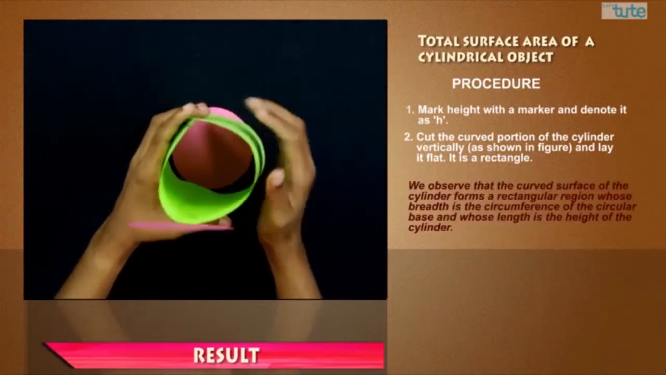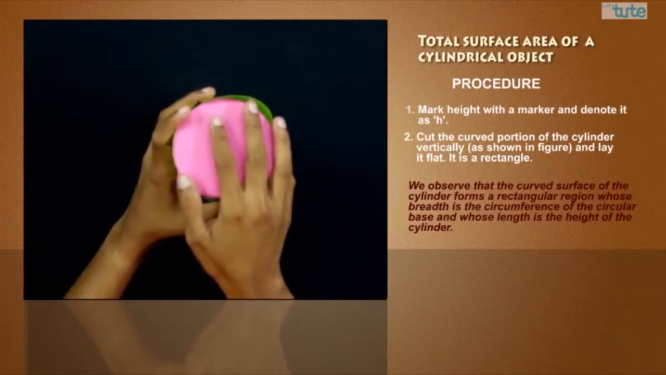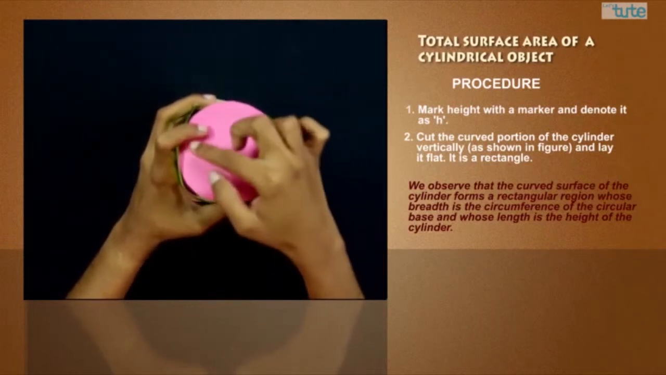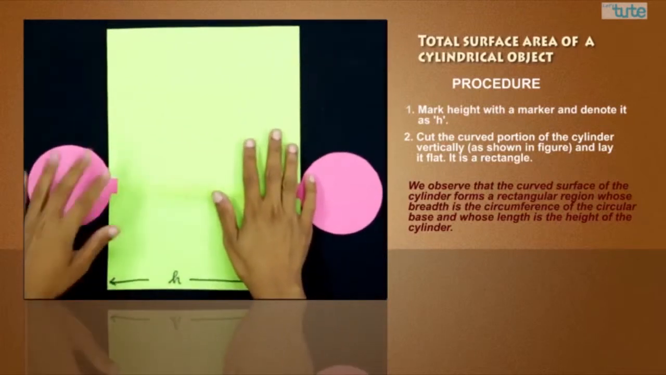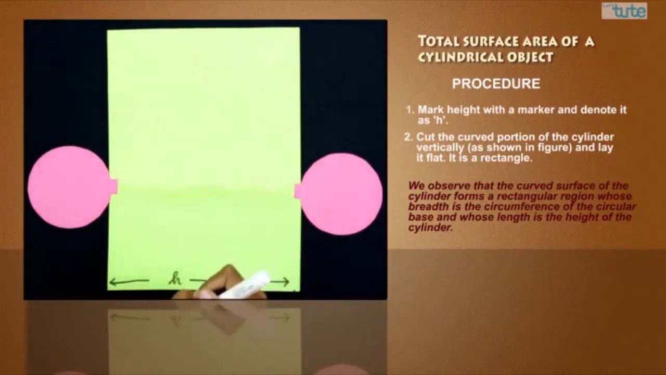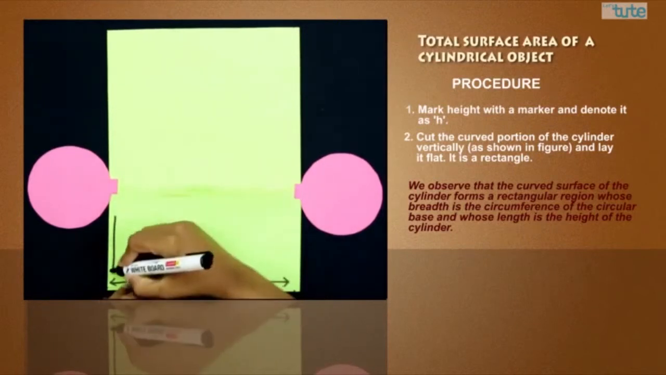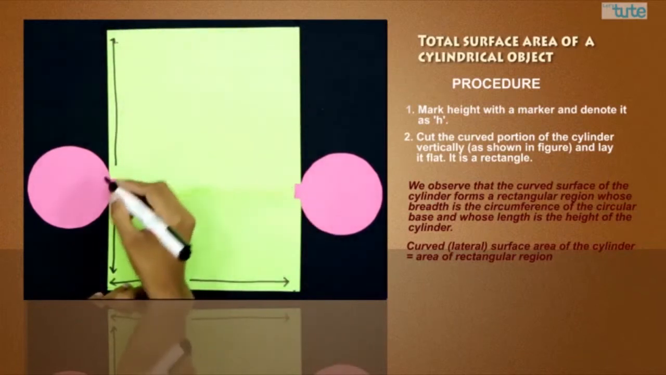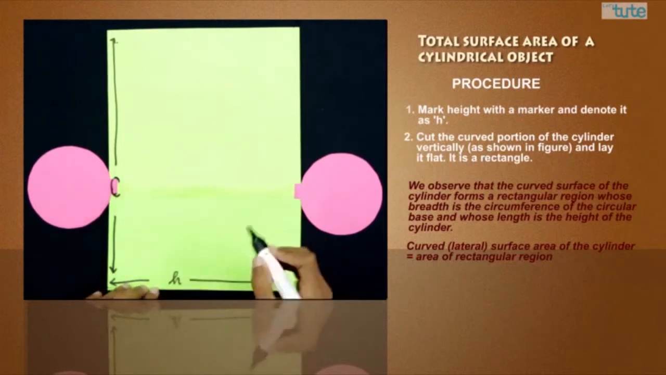Let us observe what is the breadth of this rectangle. When I put it back into the cylindrical shape, what do I see? The cylinder is actually covering the boundaries of the circle. The boundaries of a circle are known as its circumference. Therefore, the breadth here is nothing but the circumference of the circle, denoted by C.